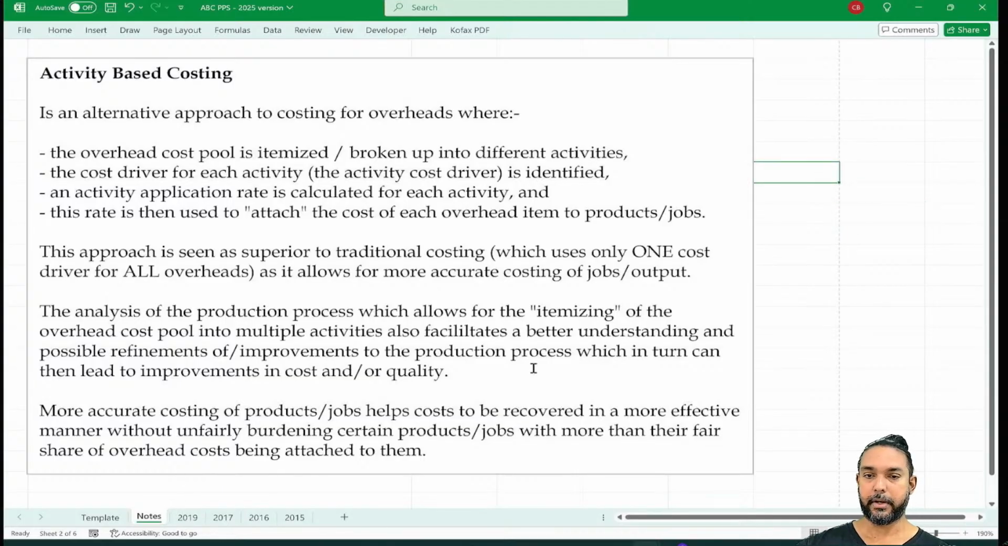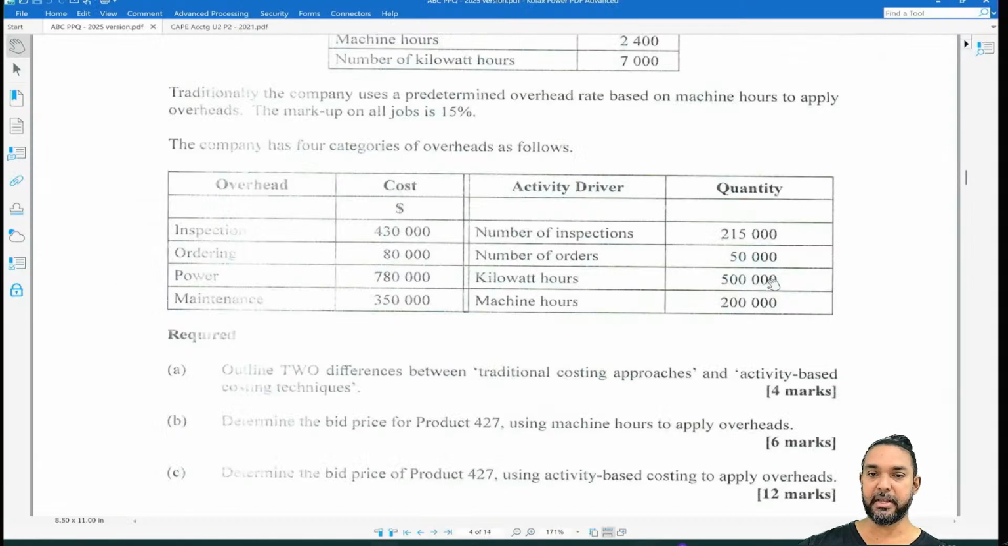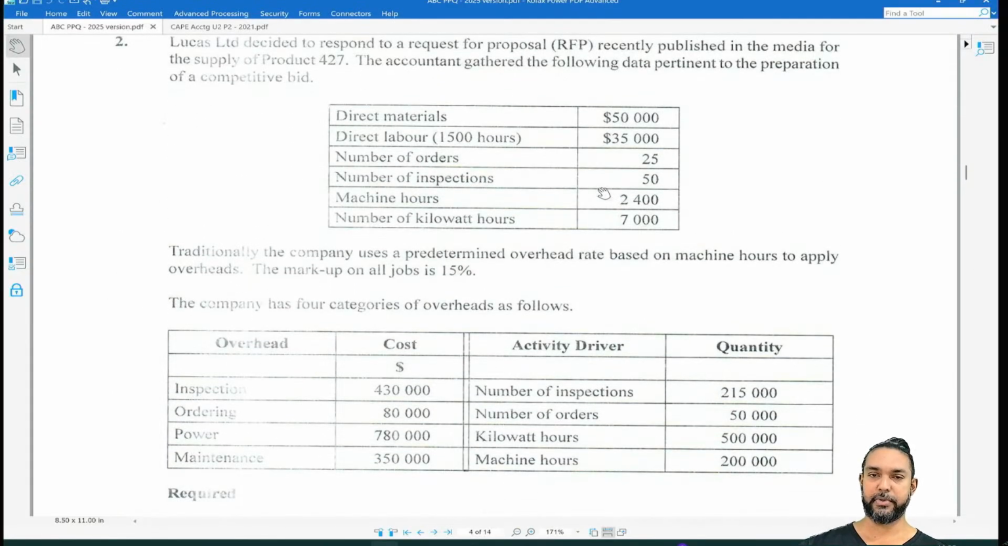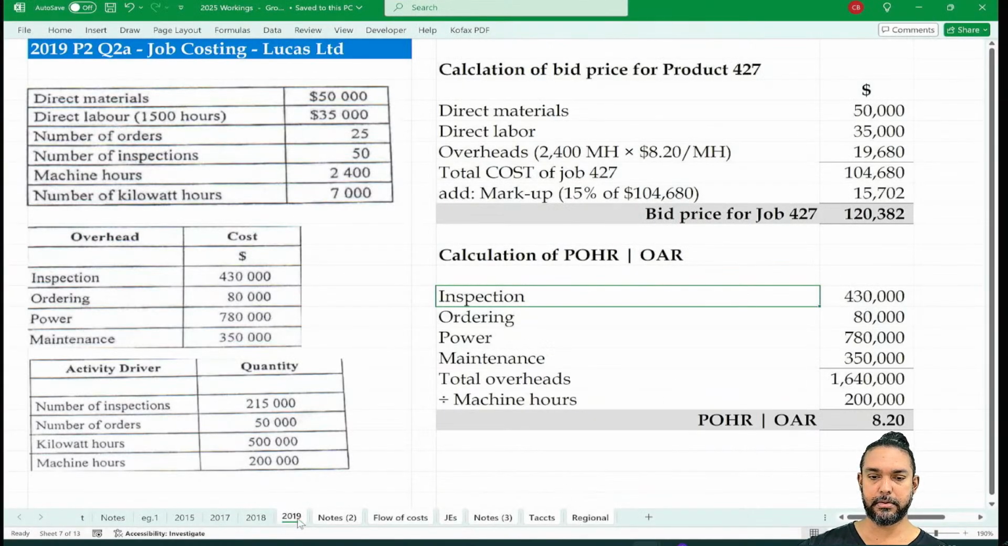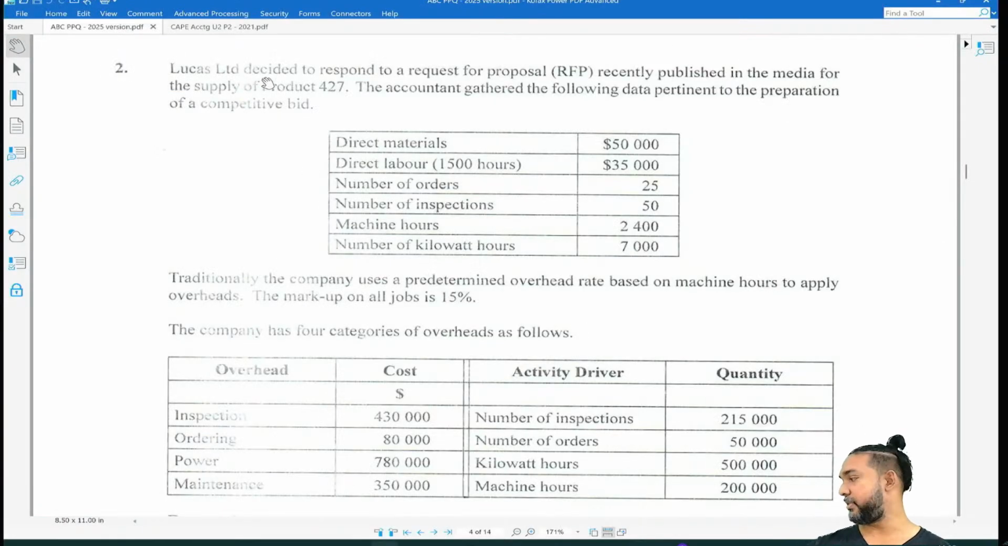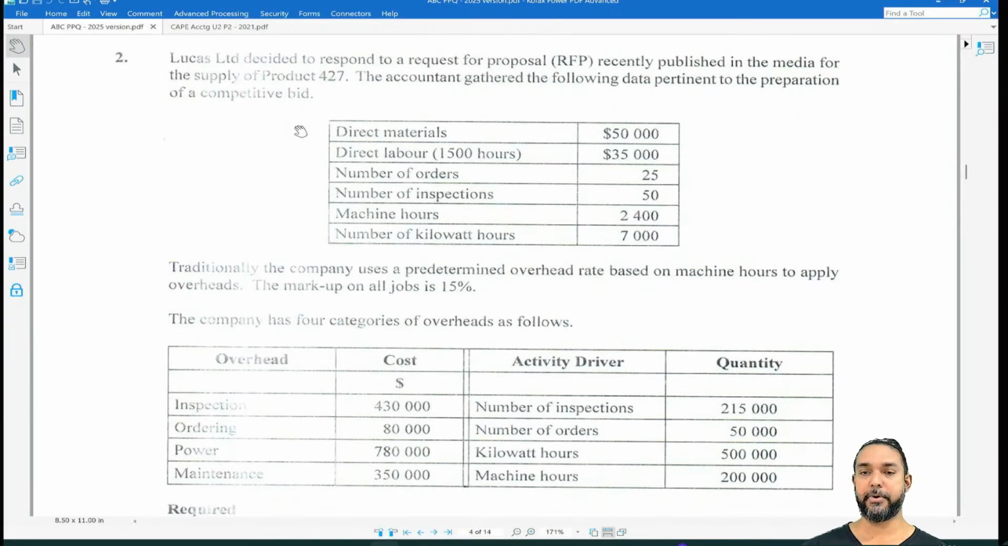Okay, cool. So what I'm doing is let me pull up the PDF. Okay. So we did Lucas last week, and we actually have the question here. So let's just recap the question. Lucas Ltd decided to respond to a request for proposal recently published in the media for the supply of product 427. The accountant gathered the following data pertinent to the preparation of a competitive bid. So again, Lucas is responding to a company wanting this product, and they say, look, send us your costs and we'll decide who we want to go with.